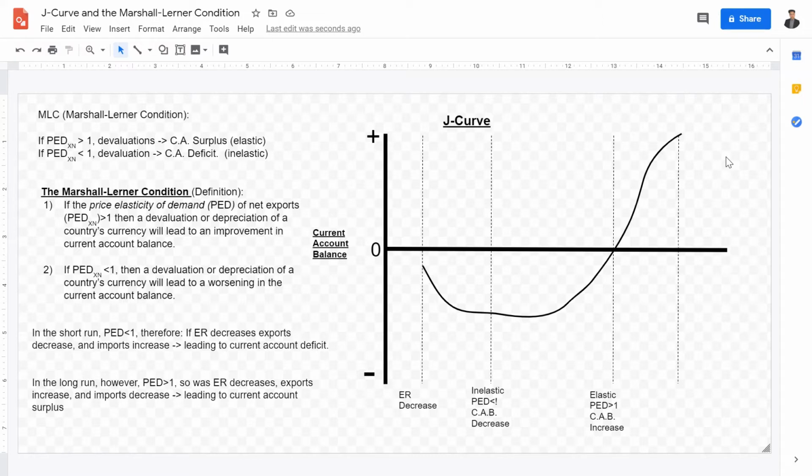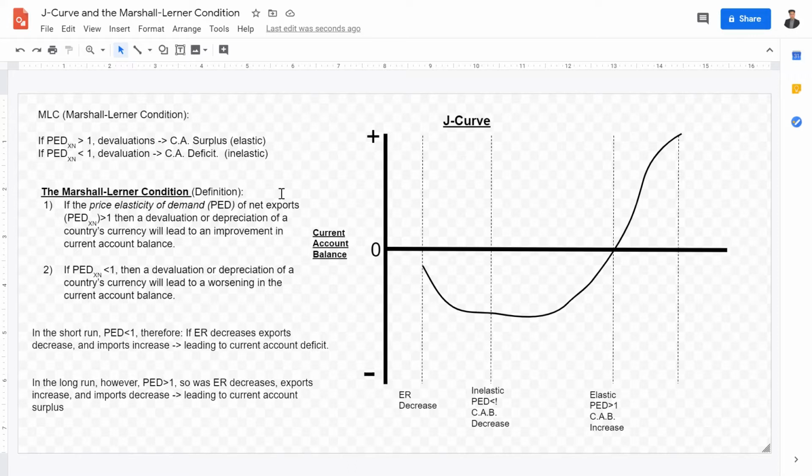Today, we're continuing the idea of the Marshall-Lerner curve and using the illustration of the diagram of the J-curve to illustrate the relationship between the current account balance and the exchange rate of a single currency. So this is for HL students, second year IB economics students.